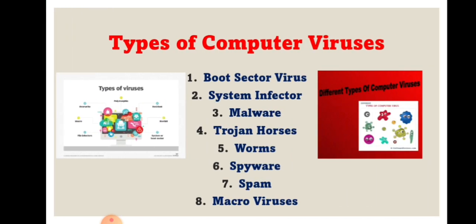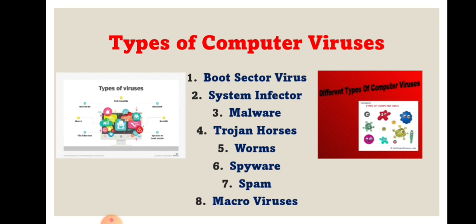Then next, what are the types of computer viruses? Actually there are many computer viruses, but in this chapter we'll be talking only about 8. Number 1 is boot sector virus. Number 2 is system infector. Number 3 is malware. Number 4, Trojan horses. Number 5, worms. Number 6, spyware. Number 7, spam. And number 8, macro viruses. So these are the computer viruses that are featured in this chapter.